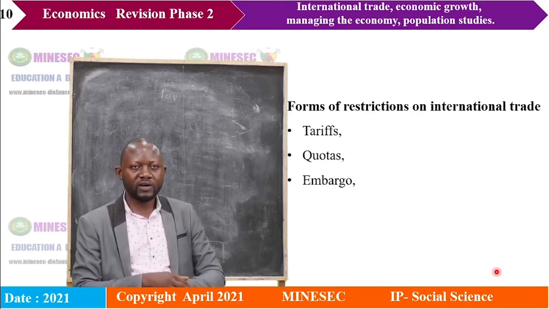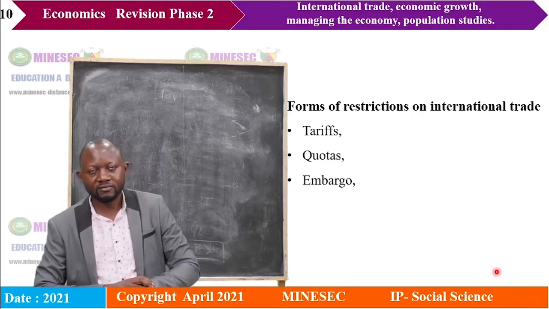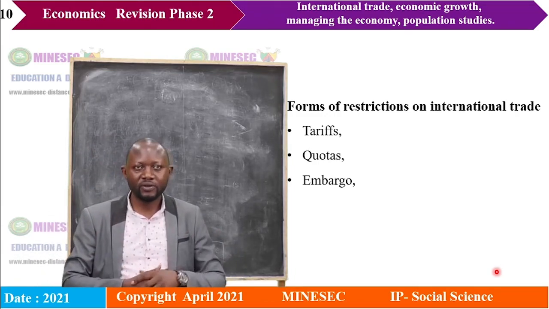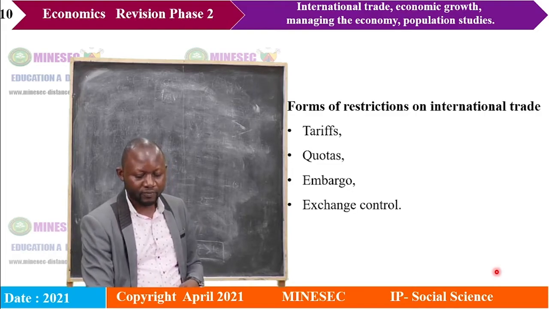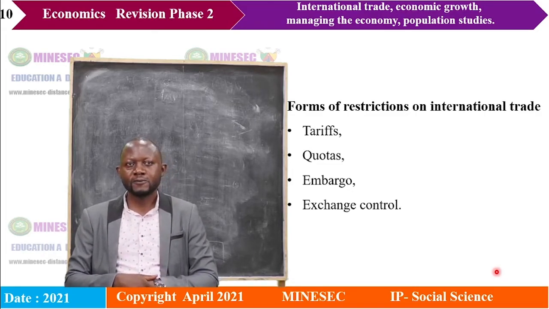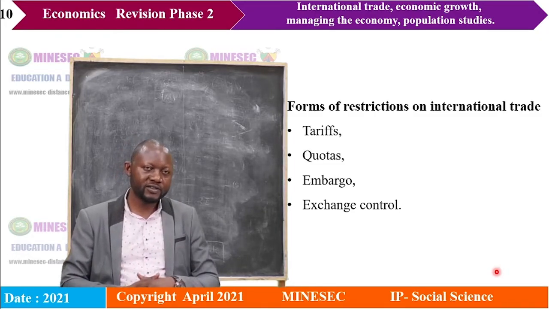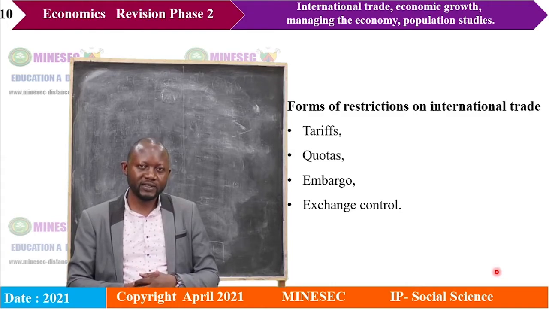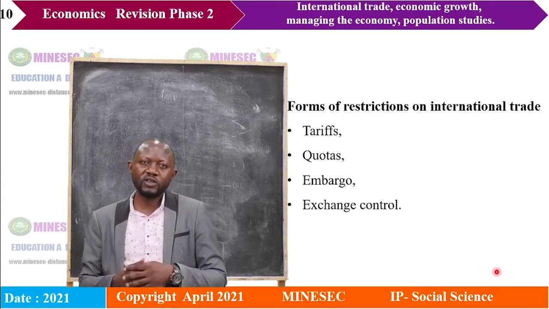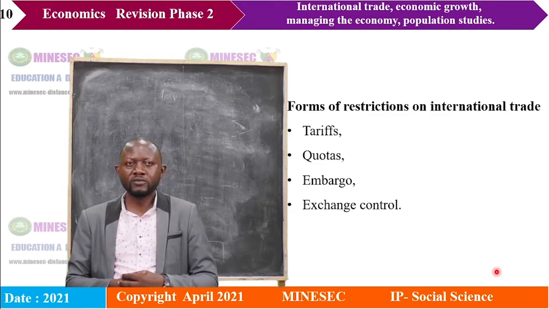Closely related, we have an embargo, which is a complete ban of either trade with a particular country or goods from a particular country. Then exchange control. That is when a country limits the amount of foreign currency available to importers. That is going to reduce the volume of imports. Now, these are the main points.